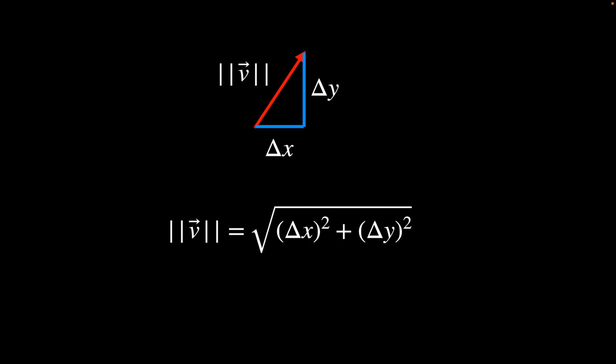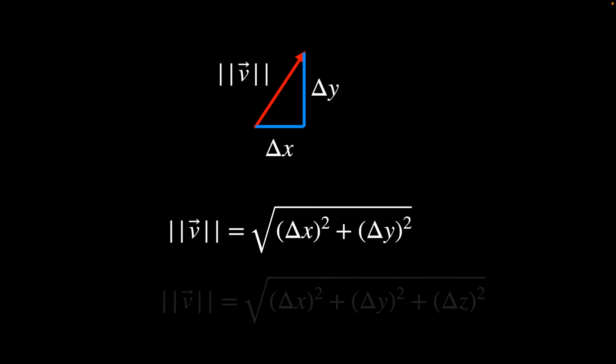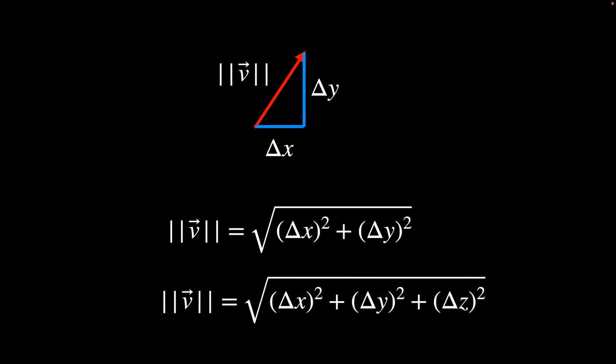Now, you may recognize that this is a right-angled triangle, and therefore we can use the Pythagorean theorem. And we get this: the length of our vector is the square root of the change in x squared plus the change in y squared. So the square root of the sum of the squares of our two components. If we had more than two components, we simply add them to the equation. So if our vector has dimension 3, we add a delta z squared.